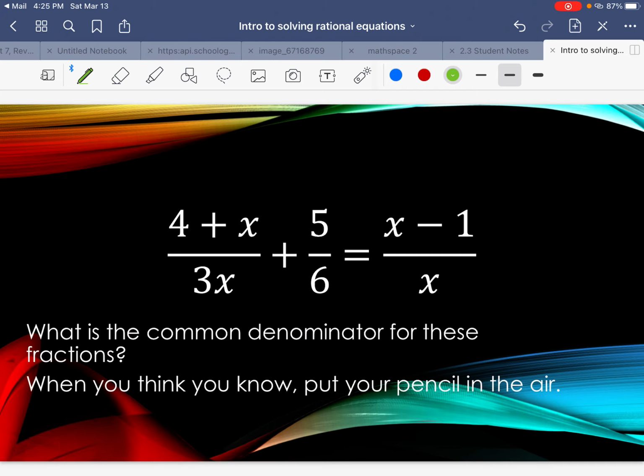Now, in this problem, notice that this guy over here has an x, and he has a 3x, and he has a 6. So I have to grow these problems to be the common denominator. The common denominator would be 6x. I can turn 3x into 6x if I multiply by 2. So I'd have to multiply this guy by 2. I turn 6 into 6x by multiplying by x. I turn x into 6x by multiplying by 6. So that's what we're going to do.